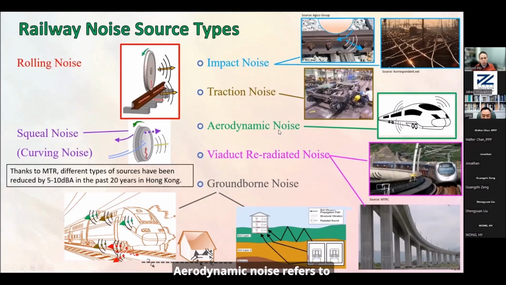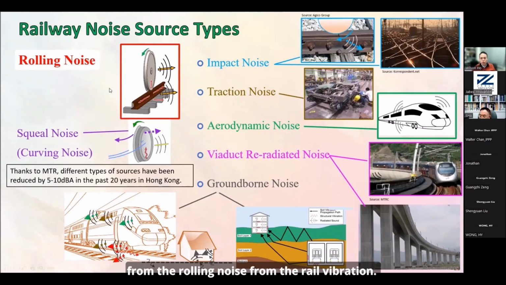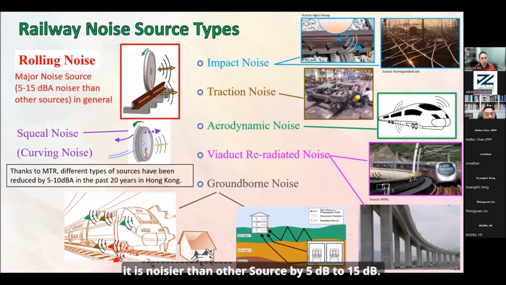Aerodynamic noise refers to the air molecule movement around the train body. That is not important until it's very, very fast. Then the vibration noise and the ground-borne noise. These 2 have been reduced significantly in the last 20 years. So among all these 7 different types of noise source, rolling noise is the most important because around 95% of the noise is coming from the rolling noise, from the rail vibration. So once we control the vibration of rail, it should reduce the noise significantly. It is noisier than other sources by 5 dB to 15 dB.